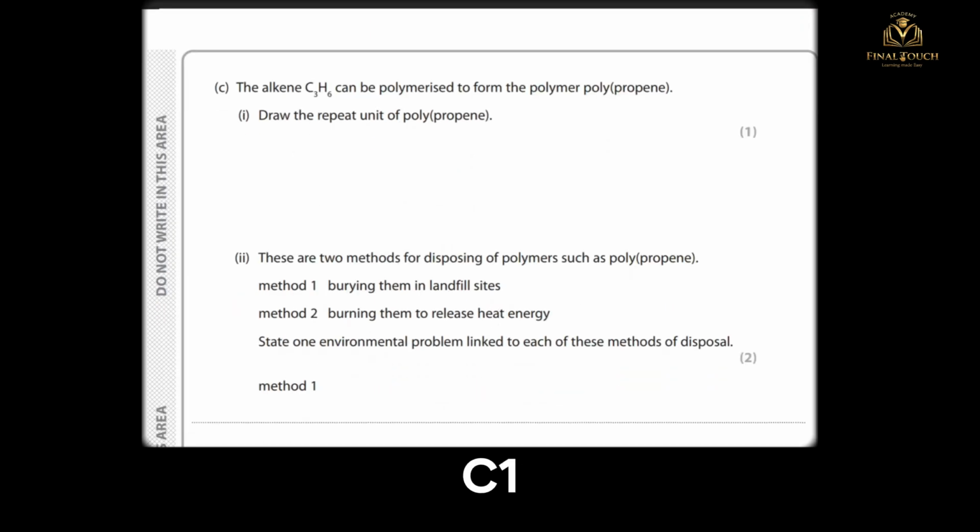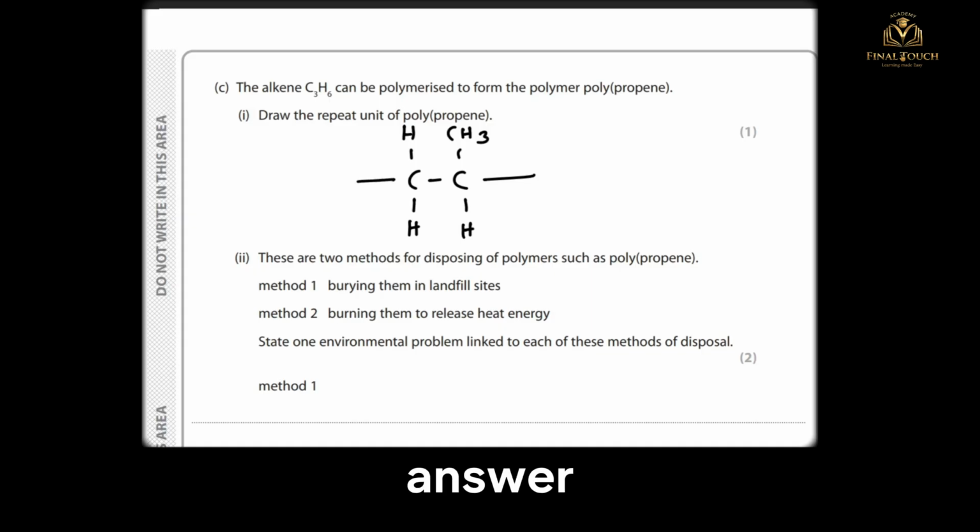Part C1 tells us the alkene C3H6 can be polymerized to form the polymer polypropene. Draw the repeat unit of polypropene. So we can just write CH3. Simple question. H. So this is your answer for part C1.